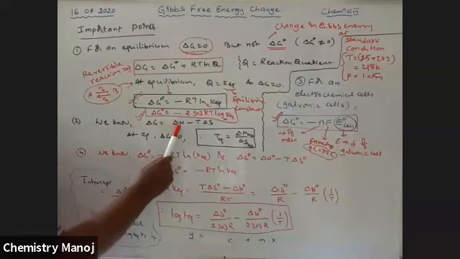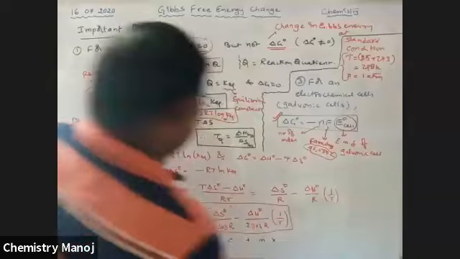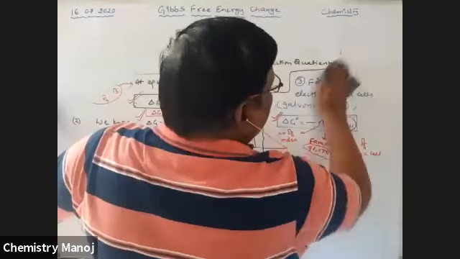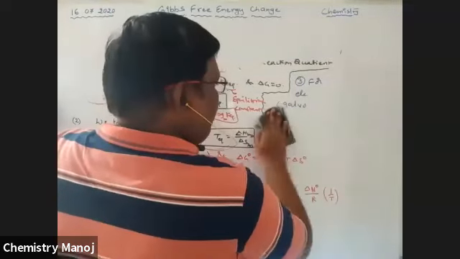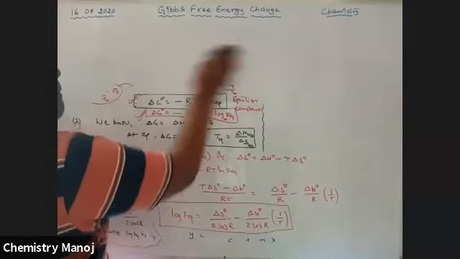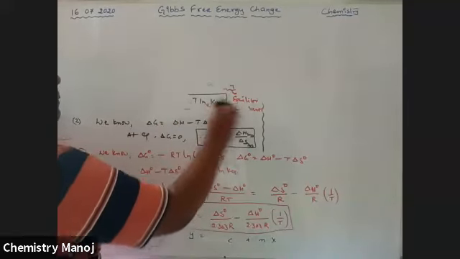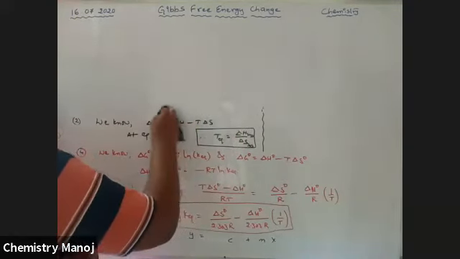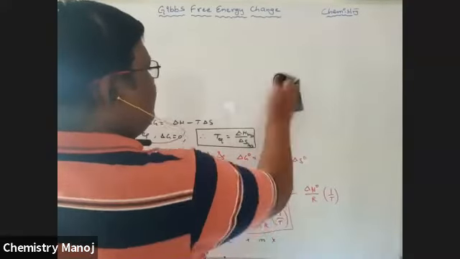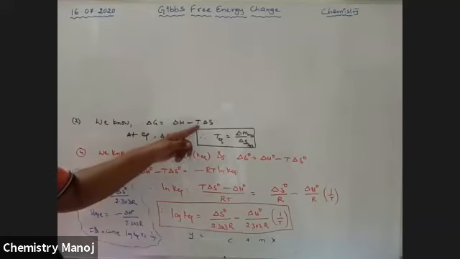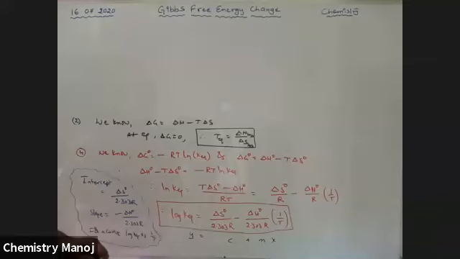So we know delta G is equal to delta H minus T delta S. This is our standard statement. Delta G is equal to delta H minus T delta S. At equilibrium, delta G is equal to 0.